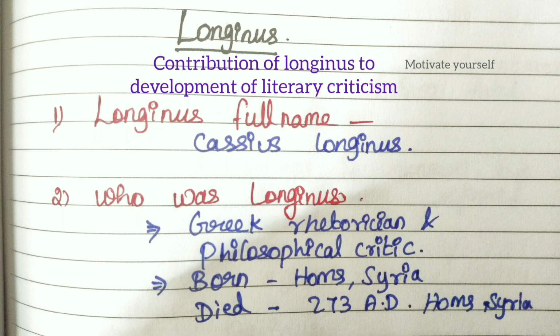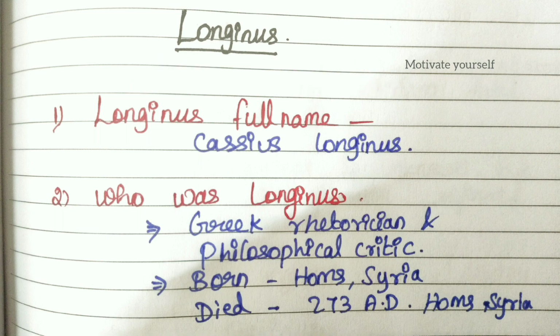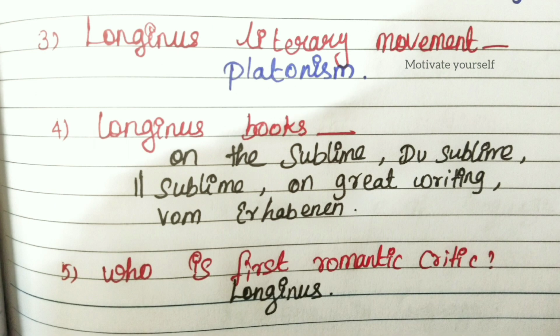First question. Longinus' full name. Cassius Longinus. Second question. Who was Longinus? Greek rhetorician and philosophical critic, born in Homs, Syria, died 273 AD, Homs, Syria. Third question. Longinus' literary movement is Platonism. Fourth question. Longinus' book on the sublime, Peri Hypsous, On Great Writing.